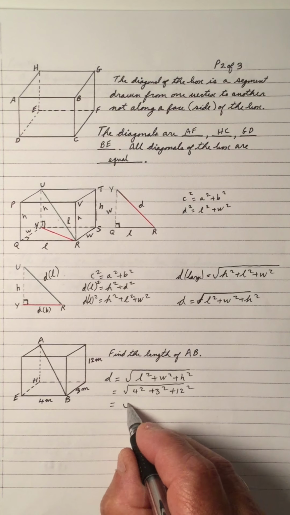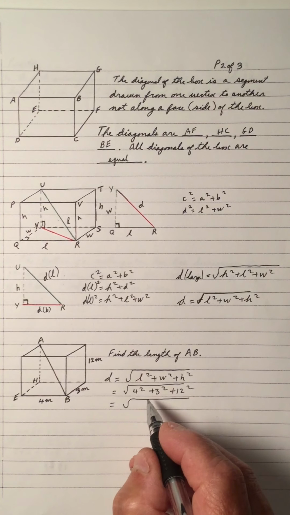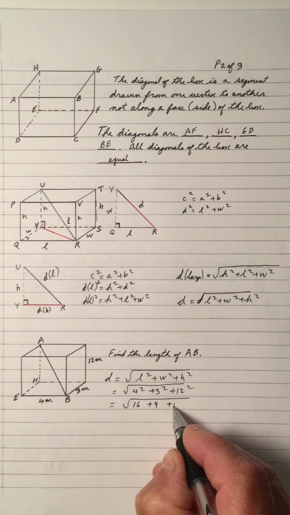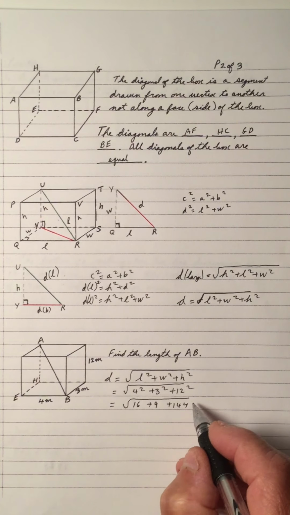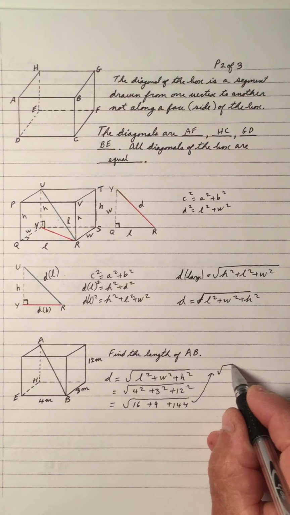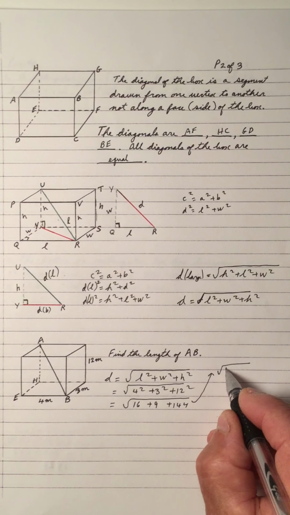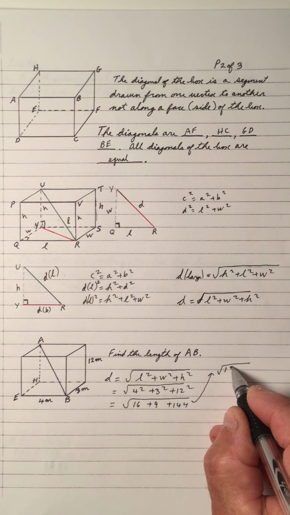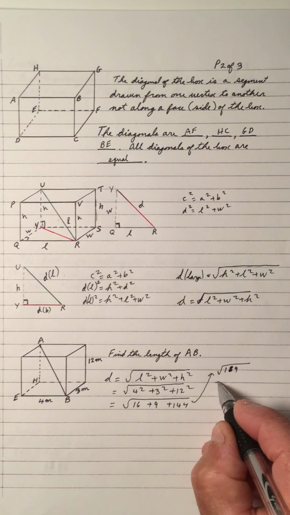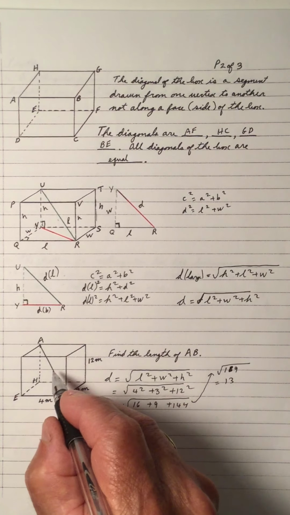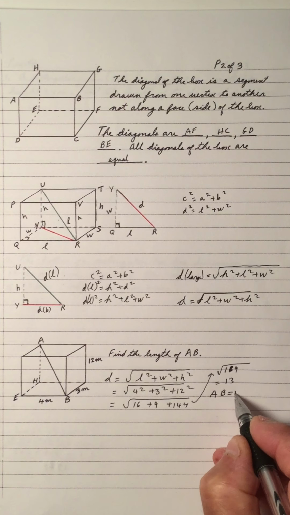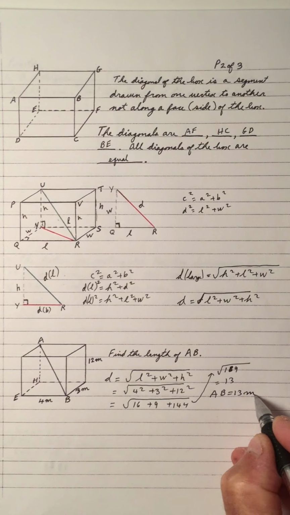And if we work these out individually, square them first: 16, 9, 144, and that leads us to the square root of 169, which is 13. So the length of the diagonal is 13. So AB is 13 meters long.